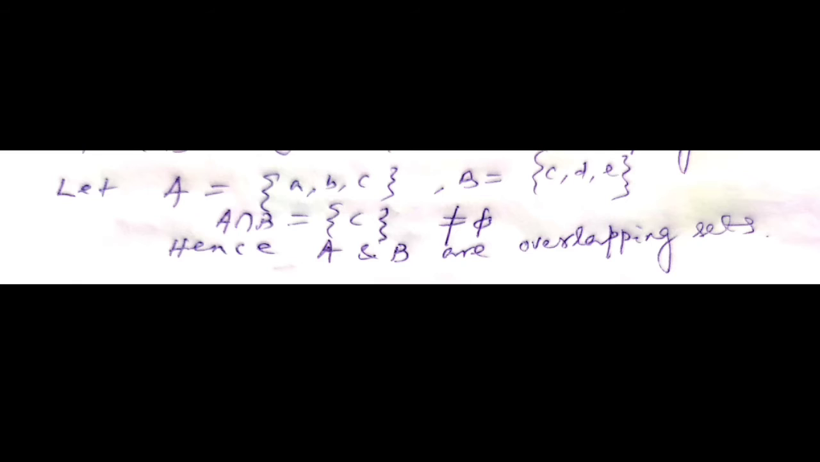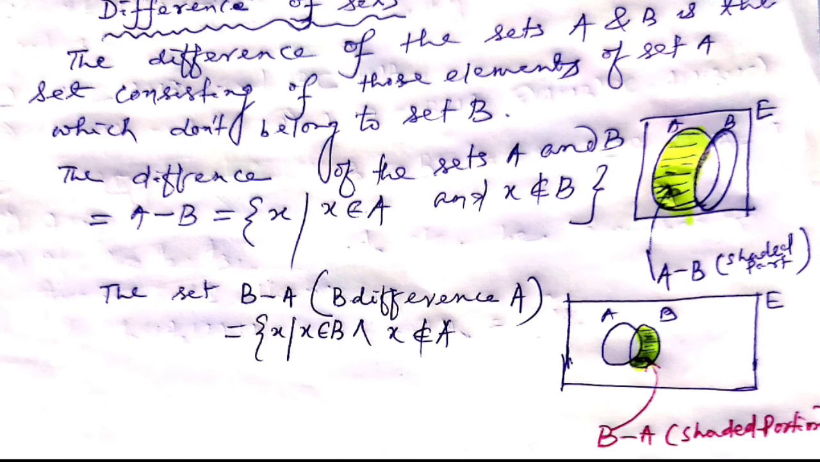Consider the sets A and B, where A has elements a, b and c and B has the elements c, d and e. Then A intersection B is the set having element c, which is not an empty set as it has one element c. Hence A and B are overlapping sets.